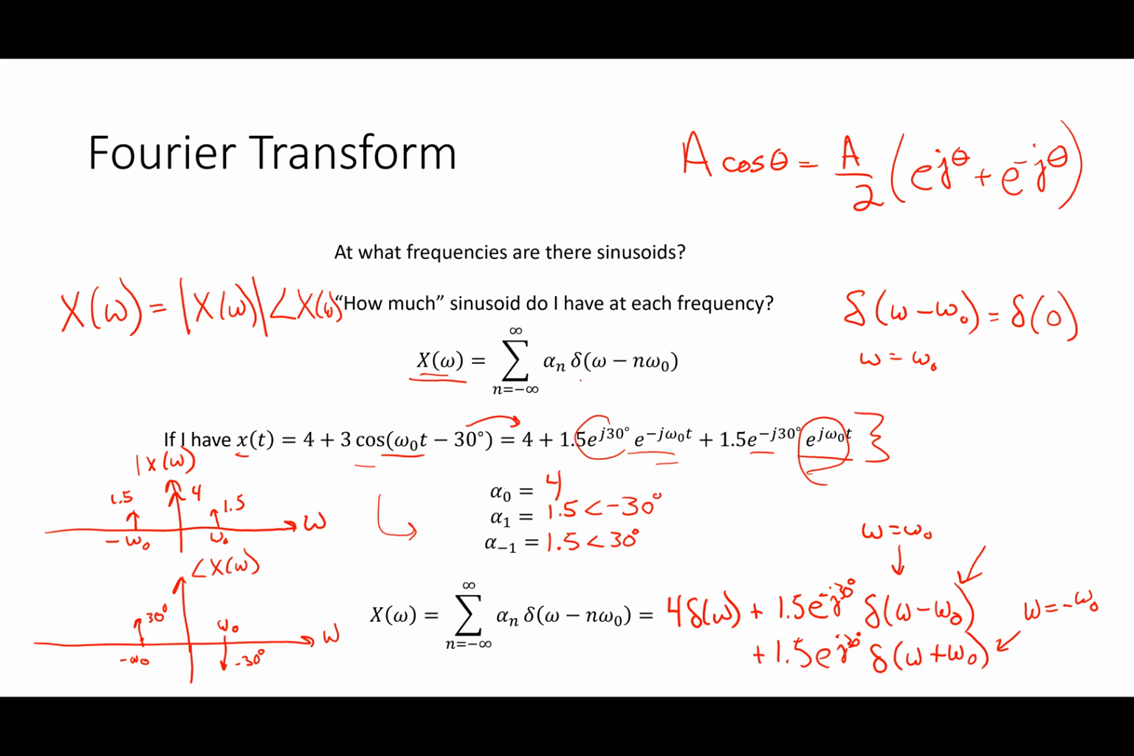So if I have x of t minus 2, then I take x of t and shift it to the right. If I have x of t plus 2, I shift that to the left.